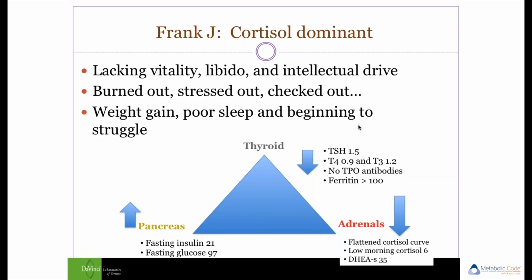So now let's move on. This is a progression. Remember Frank J? He's lacking vitality, libido, and intellectual drive.